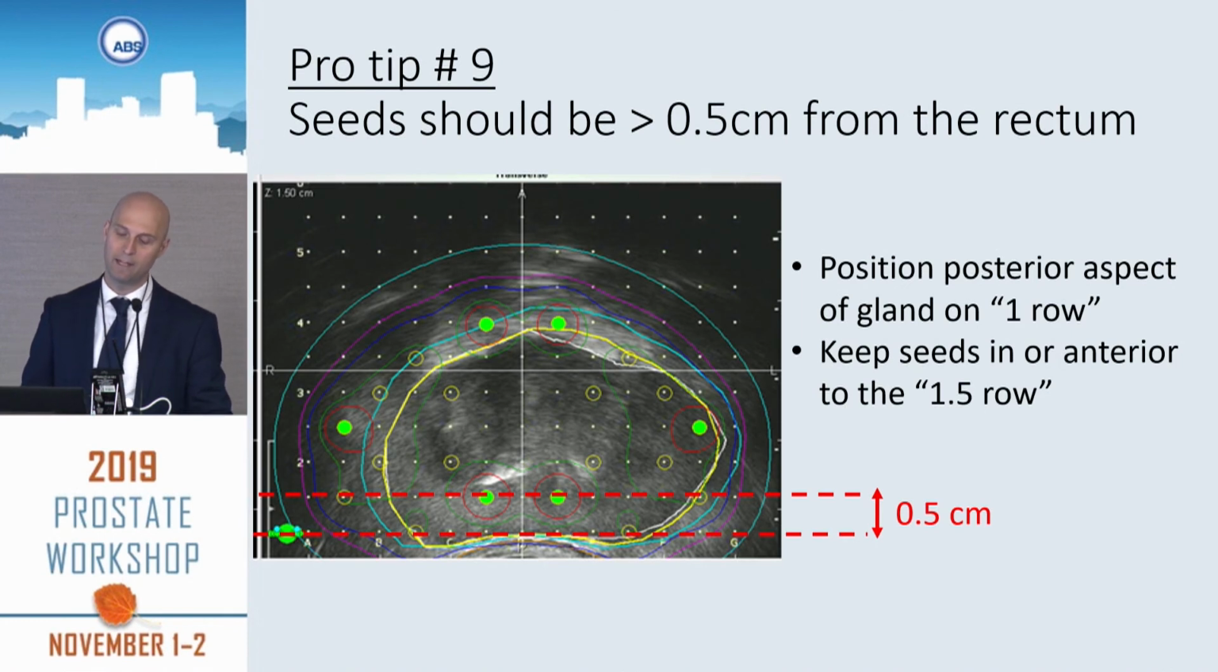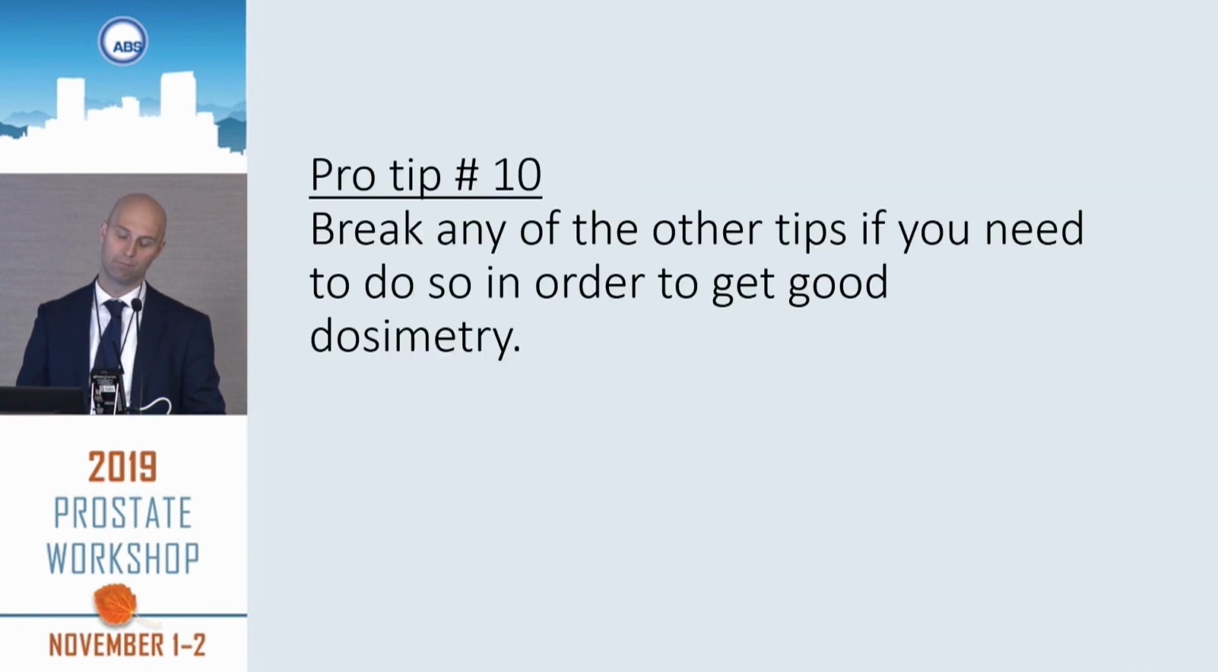My tip number 9 is that seeds should be greater than 5 millimeters, pardon me, from the rectum. And because we put the posterior aspect of the prostate at this 1 row, if we keep our needles in the 1.5 row, that's a nice way of ensuring that you'll always get that 5 millimeters. And then tip number 10 is break any of the rules you need to get good dosimetry.